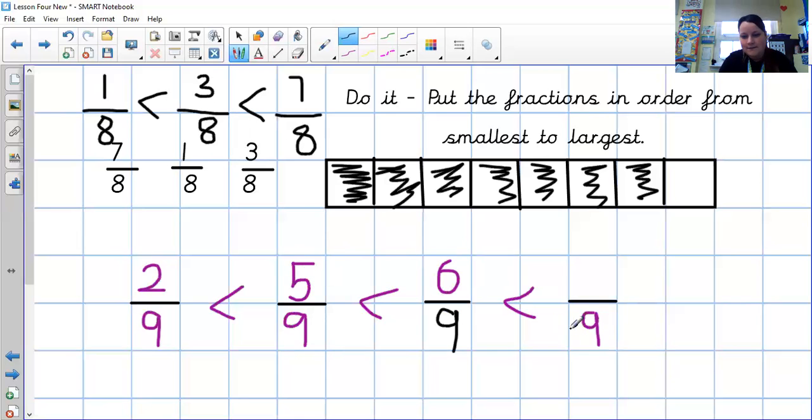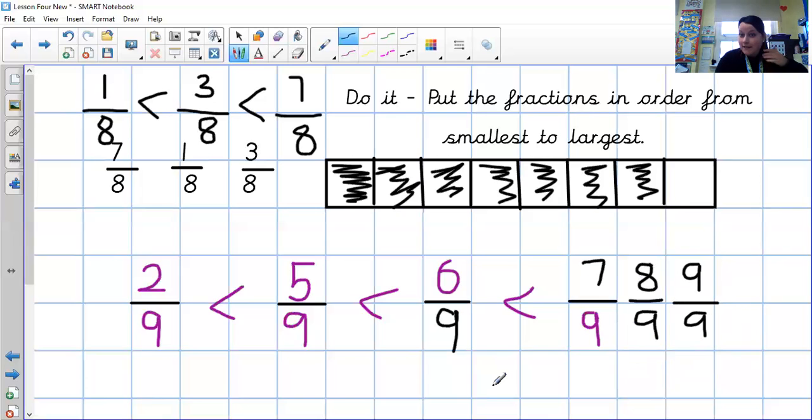So then what could this be? Our denominator is 9 still. So I'm looking for a numerator that is greater than 6. So something ninths is greater than 6/9. So what could it be? So hopefully you've put that it could be 7/9, but it could also be 8/9, and it could also be 9/9. We could go on, but then we wouldn't be focusing on proper fractions, okay? So hopefully you've got one of those 3 answers.